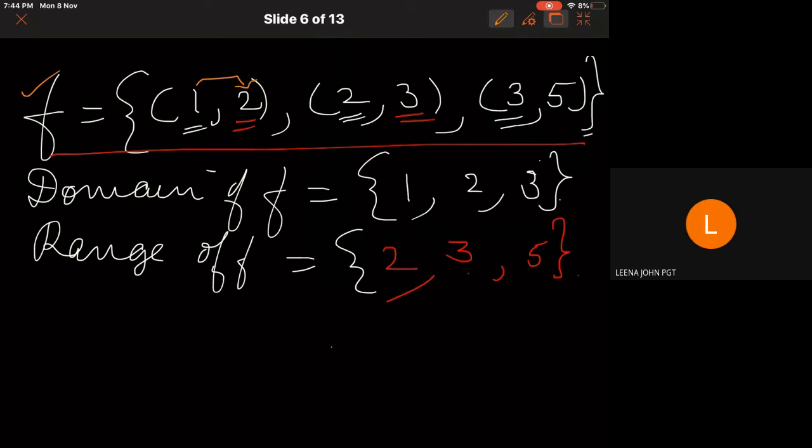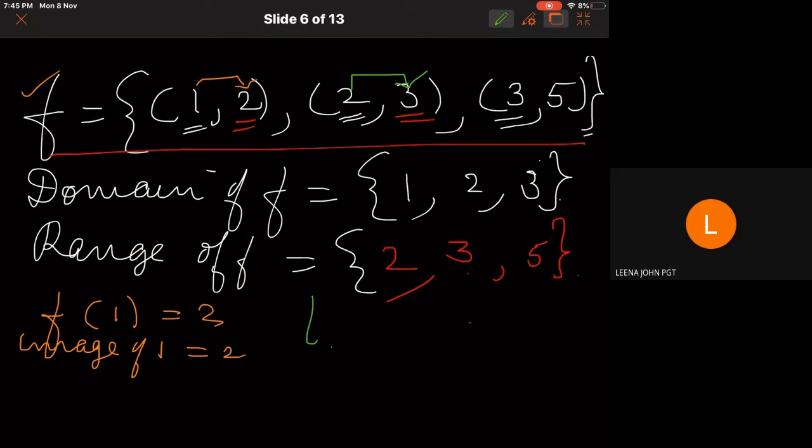Under the function f, there is one more notation for this, f of 1 equal to 2. What is meant by f of 1? It is the image of 1 is equal to 2. Next, image of 2 is 3. So we can write it as image of 2 under the function f. So we write image of 2 as f of 2. F of 2 equal to 3.